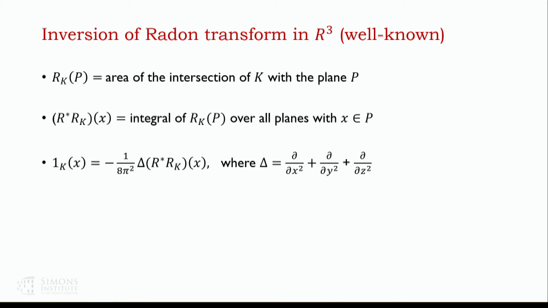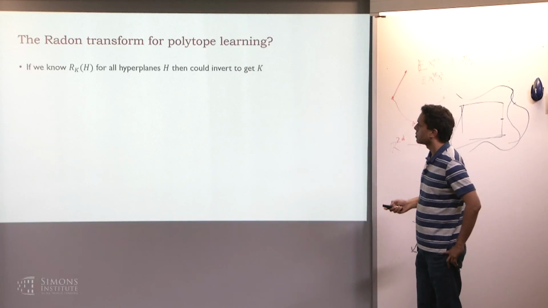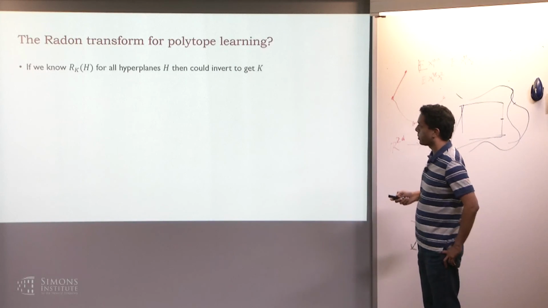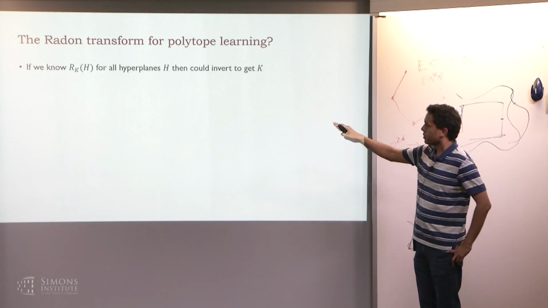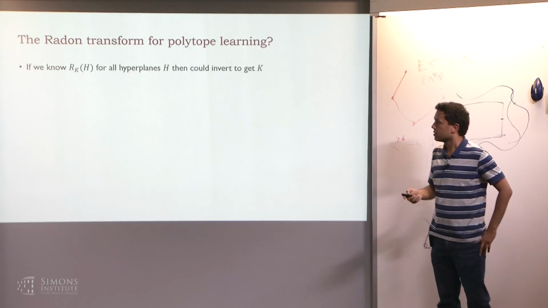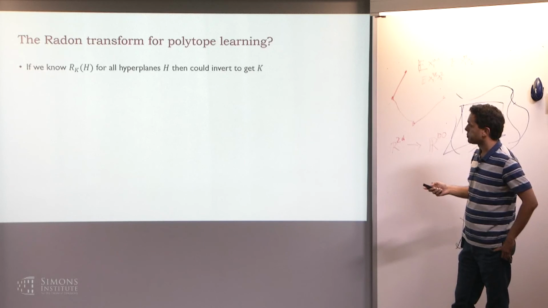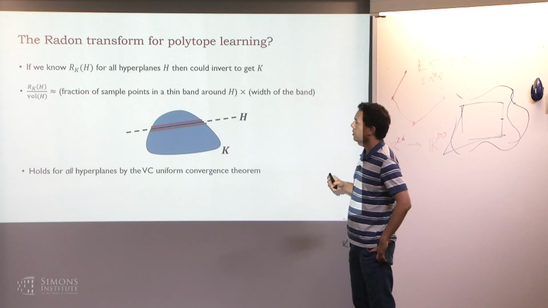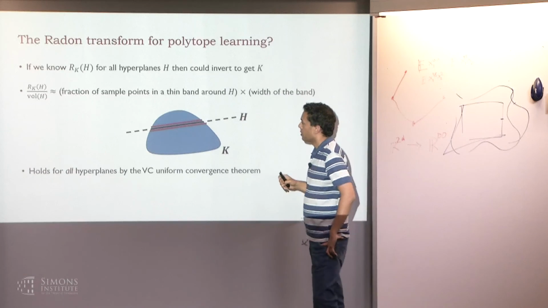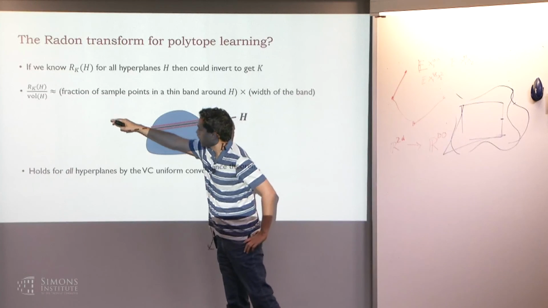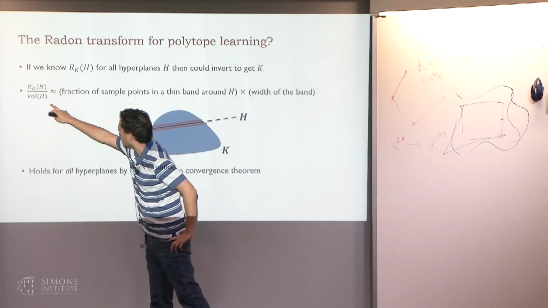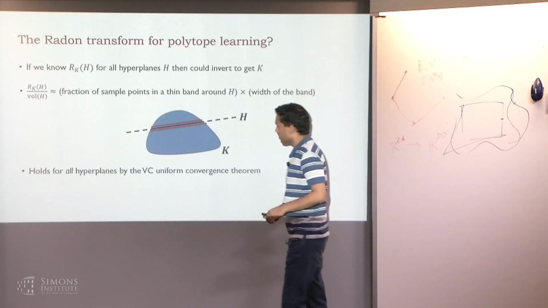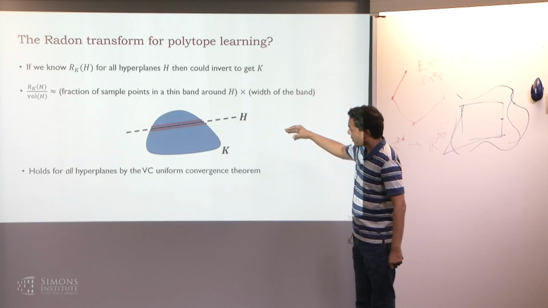Okay, so how can we apply this to our problem? There is a similar formula in higher dimensions, so there is some chance of applying it to our problem. But for that, we need to know the value of the Radon transform for all hyperplanes. But that can be estimated easily because the Radon transform, I'm sorry, this should be the volume of the body, can basically be approximated.